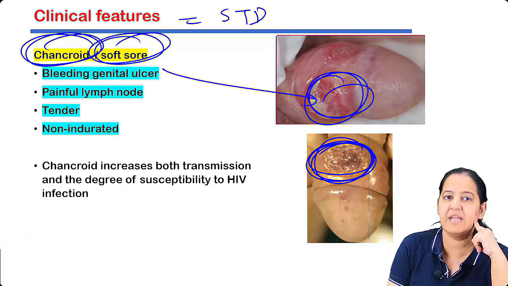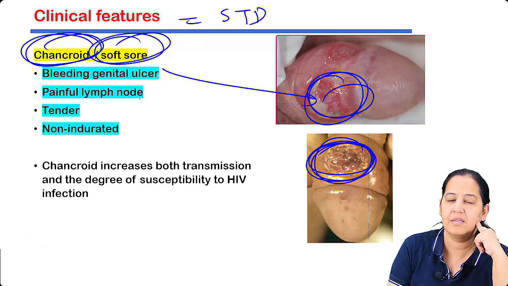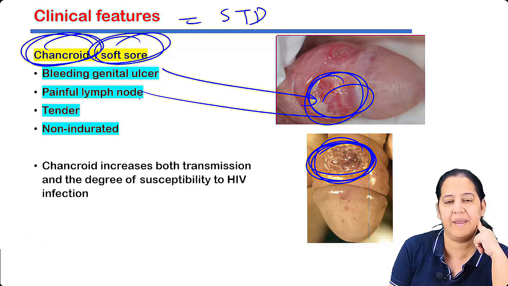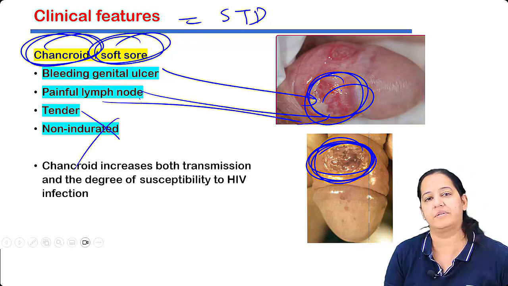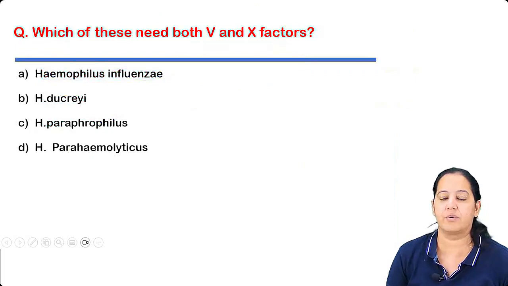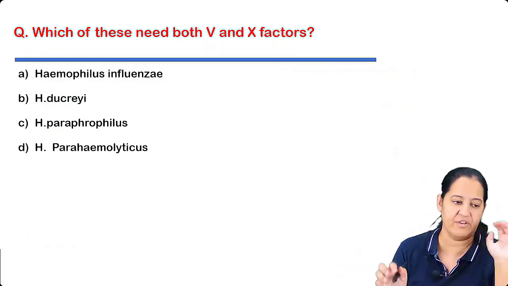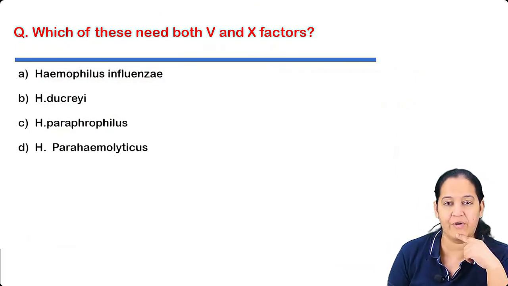These are bleeding. These are soft. These are bleeding, soft, painful, tender, but non-indurated. Okay? That is chancroid or soft sore. So read the question. Tell me the answer. We are done with Haemophilus. Read the question.